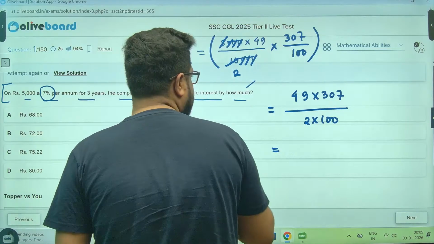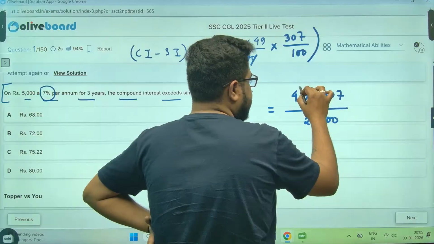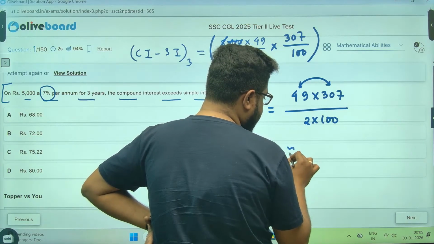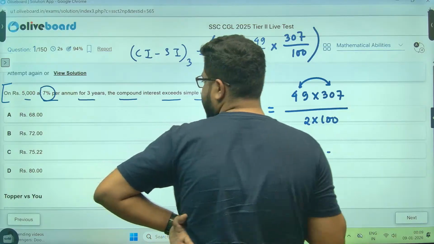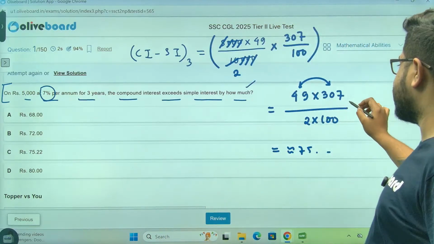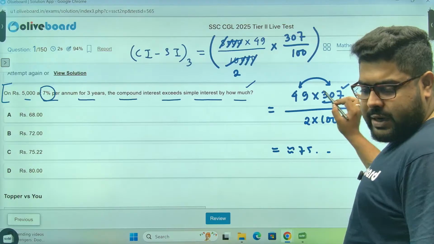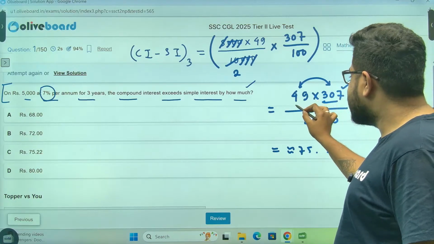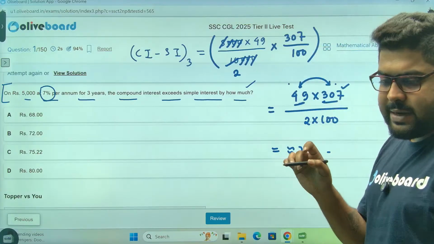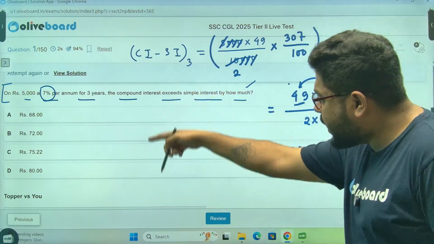So again, you can do a little bit: 50 into 3, 150, 75 around will be the answer. Again, it was not a very difficult calculation because I have taken this to be almost 300, a little more than 300, and this is almost 50. Here I have reduced a little bit, here I have increased a little bit. I'm doing approximation and looking at the options.